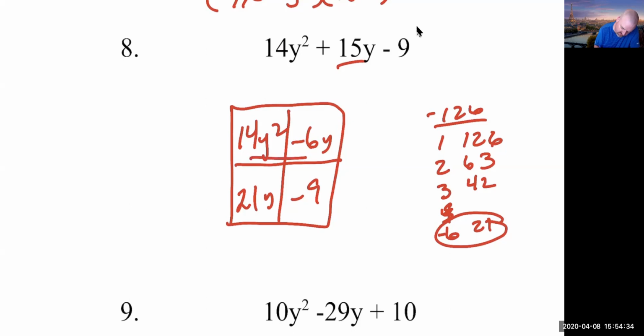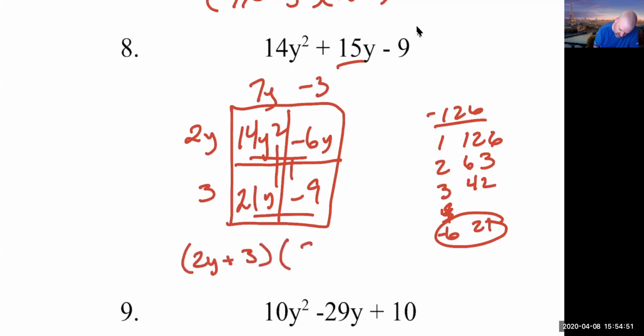So now going across, 14y squared and -6y is 2y. Going across the bottom, 21y and -9 is 3. 14y squared and 21y is 7y. -6y and -9 is -3. So we end up with 2y plus 3 and 7y minus 3.